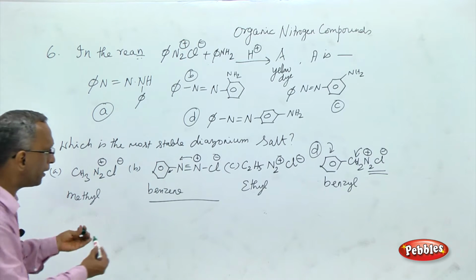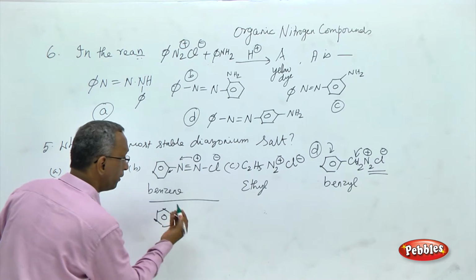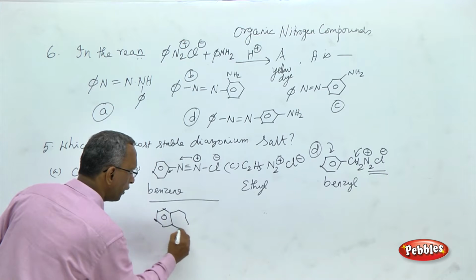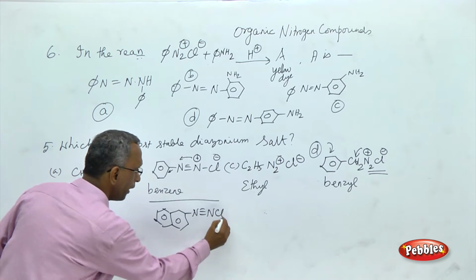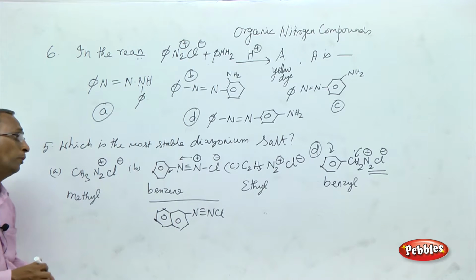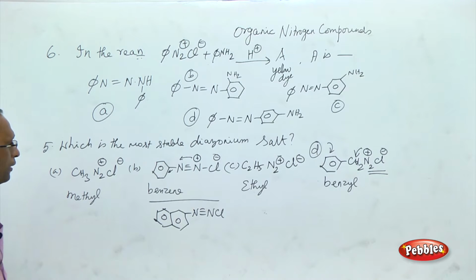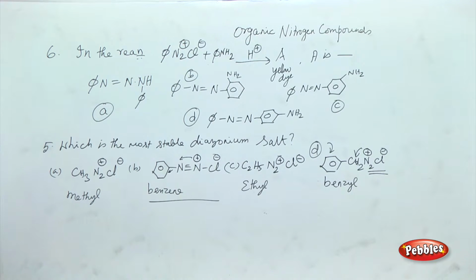Even it can be replaced by naphthalene. So another question may arise. Only benzene diazonium chloride is possible, and naphthalene diazonium chloride is also possible. Naphthalene has 10 carbon atoms. So here the most stable system is aromatic. Aromatic diazonium salts are stable. All the others are aliphatic systems.